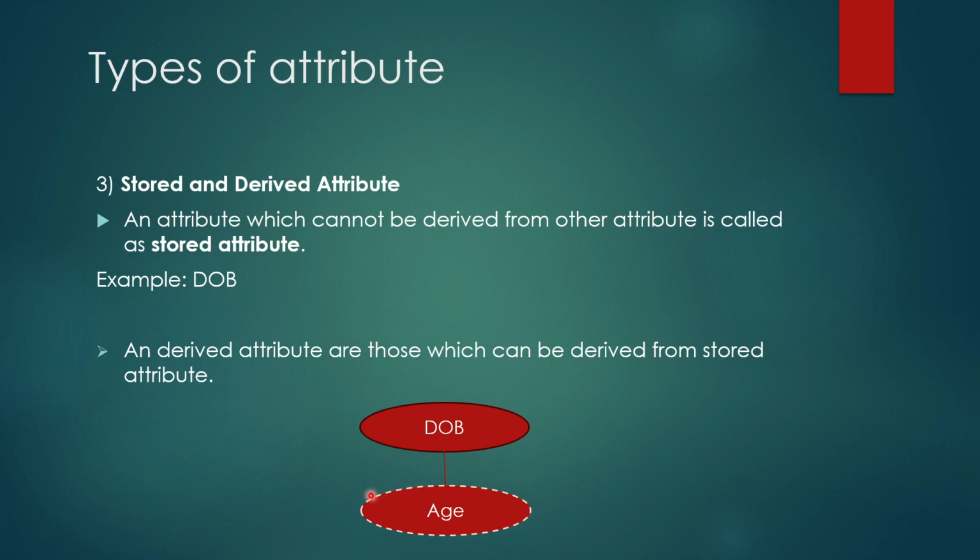Also we need to understand that age, which is a derived attribute, will be represented by means of a dotted or lined ellipse over here.